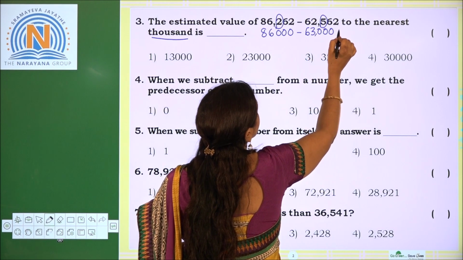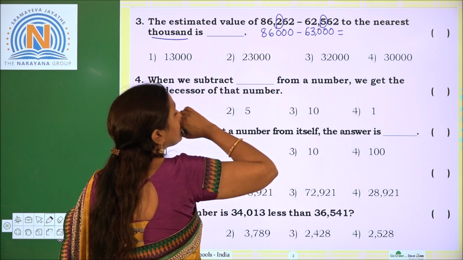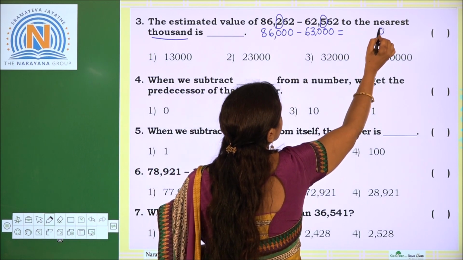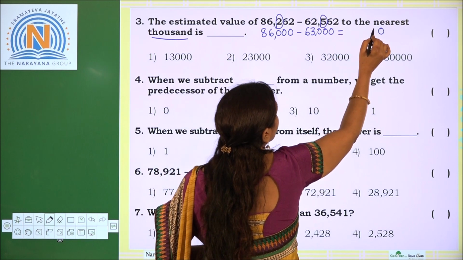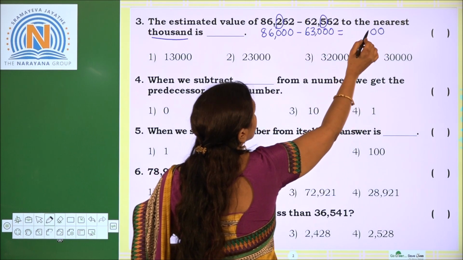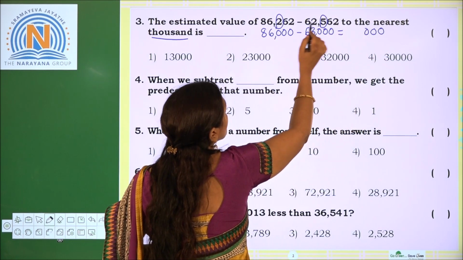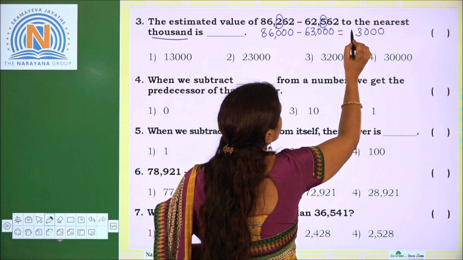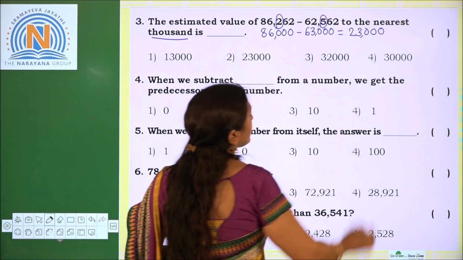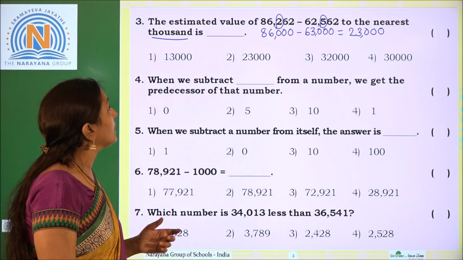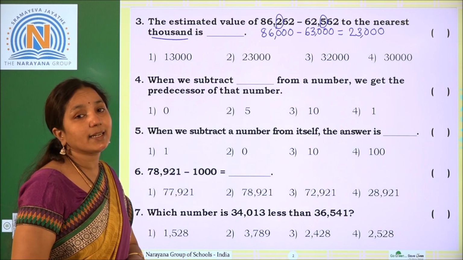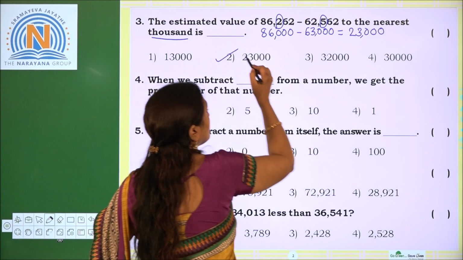Now subtract 86,000 minus 63,000. Okay. Now 0 minus 0 is 0. Again 0 minus 0 is 0. Again 0 minus 0 is 0. Now 6 minus 3 is 3. 8 minus 6 is 2. We get 23,000. So what is the estimated difference? 23,000. Which is the correct option? Option 2.